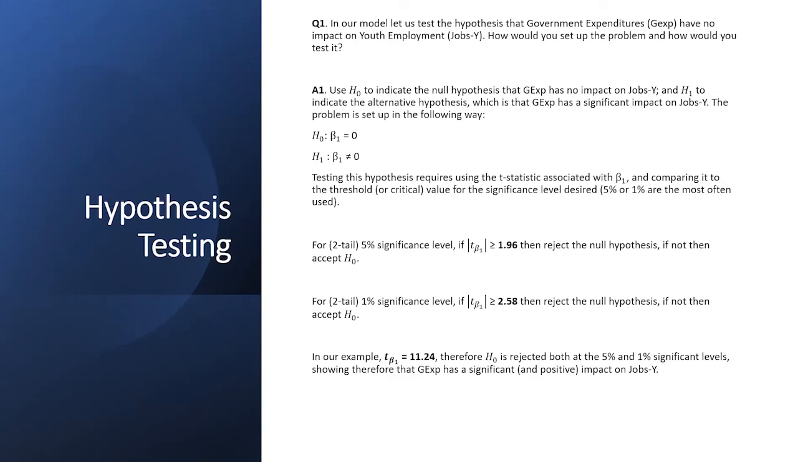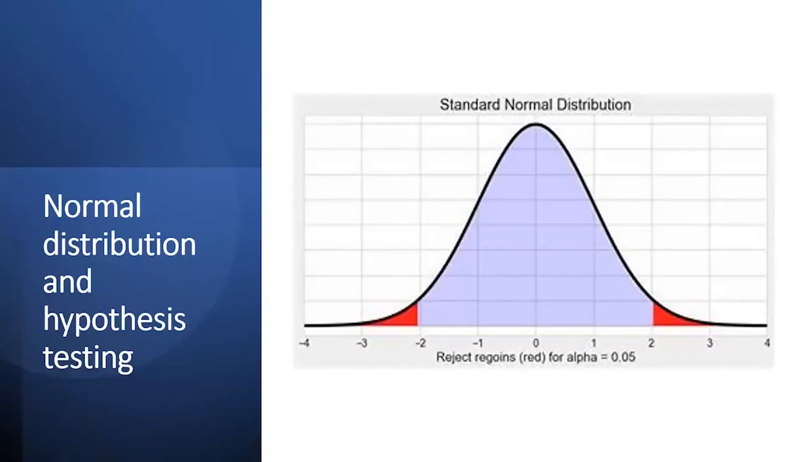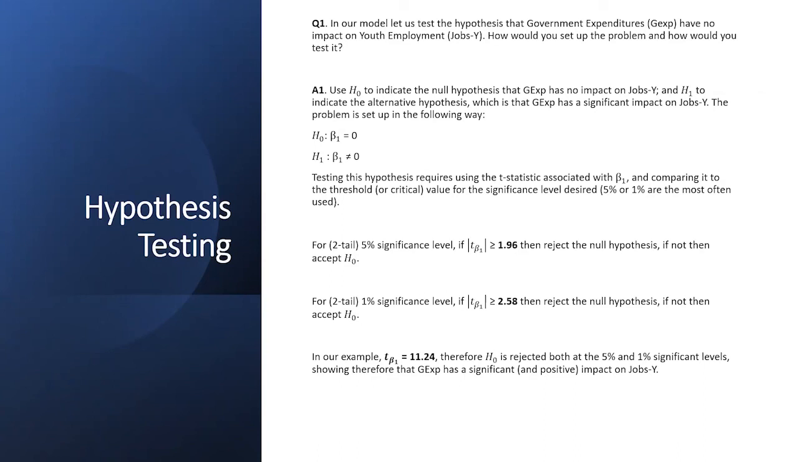And not only that, it is significantly impacting, that government expenditure is significantly impacting jobs Y, right? That's what this means, that there is a significant impact, and that significance level is 5%. When I use 1.96, now, I might even want to be stronger than that and say, I will only allow 1% error. That's what this means, by the way, right? If you look at the details, okay. And so I can use the 1% significance level. And in that case, the critical value is 2.58.